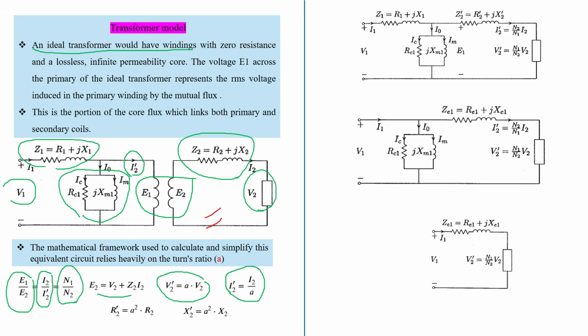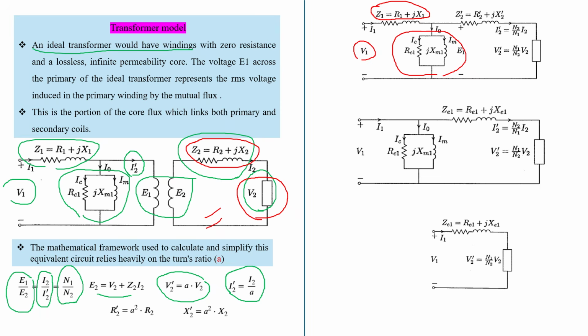If we want to refer those parameters to the primary side, we have to multiply this impedance by the square of the transformation ratio, multiply this voltage by the transformation ratio, and divide this current by the transformation ratio. So finally we'll have this circuit. Here we have V1, the primary impedance as it is, and the core impedance also as it is.